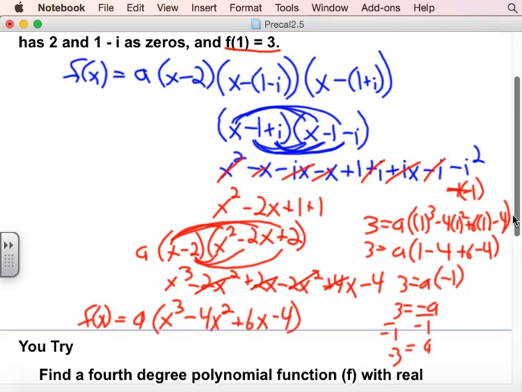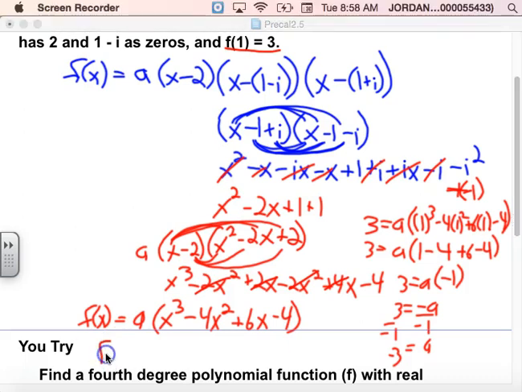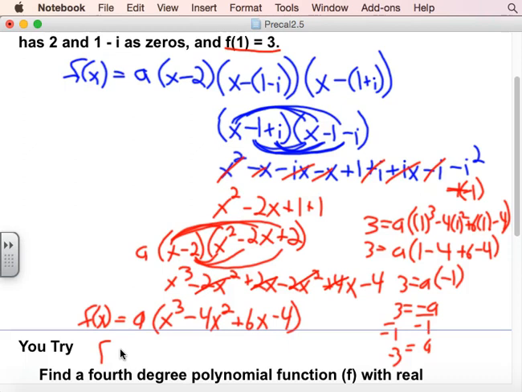So now we can rewrite our function right here. Well, maybe we can, maybe we can't. We can rewrite the function. I'm just going to erase the a. And now we know that that's a negative 3.